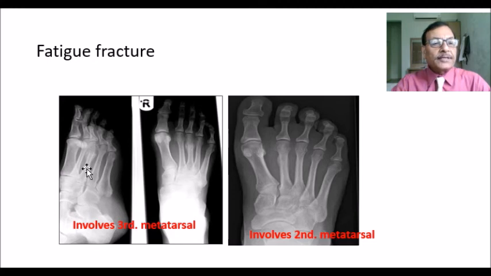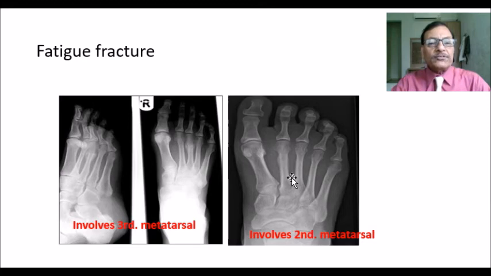The third metatarsal, there is a periosteal reaction, there is a callus, and later on, after a few weeks, we'll see this type of condition in that particular patient, and then we say that the patient had a fatigue fracture. This one also, here the second metacarpal. You can see the callus.